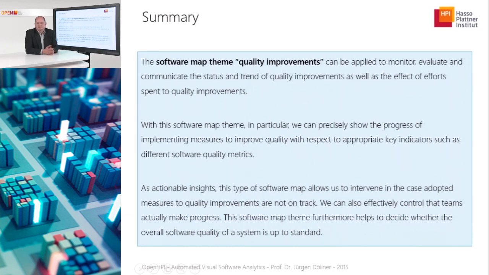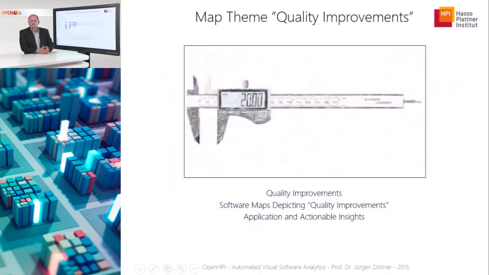Of course, other software complexity metrics can be used as well, depending on the kind and nature of the underlying project. As actionable insights, this type of software map allows us to intervene in case adopted measures for quality improvements are not on track. We can also effectively control that teams actually make progress. This software map theme, furthermore, helps to decide whether the overall software quality of a system is up to standard. This concludes this part about the software map theme quality improvements.